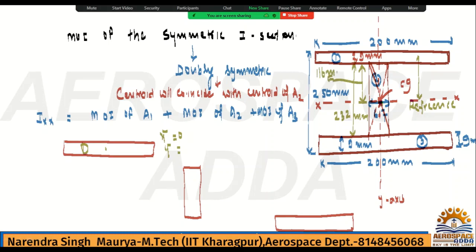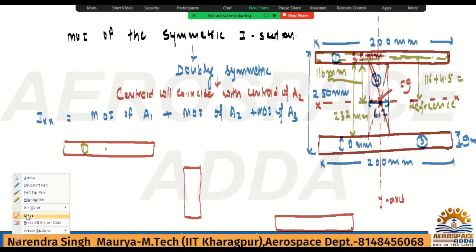But for box 1, where is the CG? It will be 9 mm divided by 2. So 9 divided by 2 will be what? 4.5. So 4.5 plus 116, this will be the location of CG, which is nothing but, I must say, it is not x bar or y bar now. I can say it is the y1. Let me correct this. It is not value, it is y1.